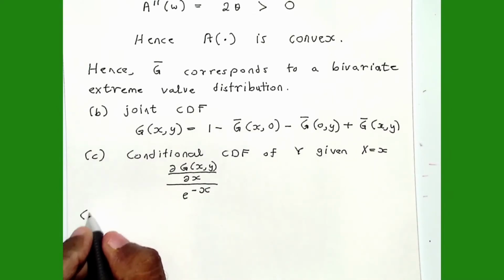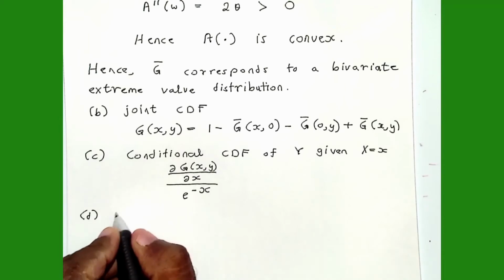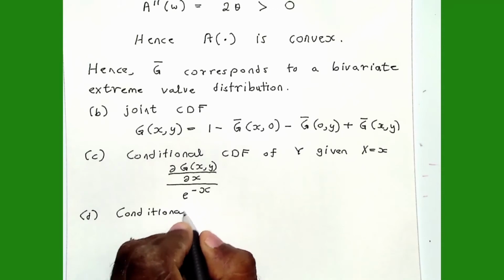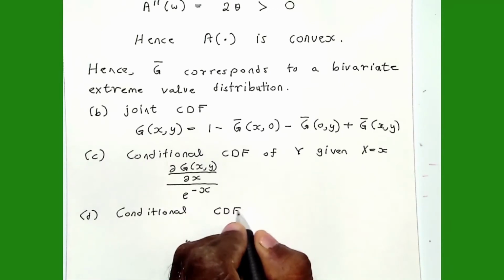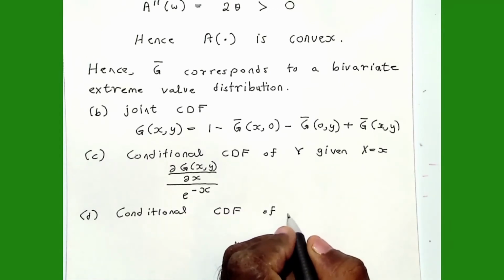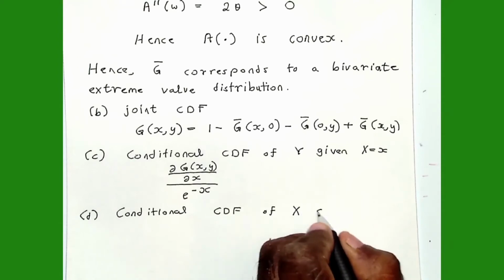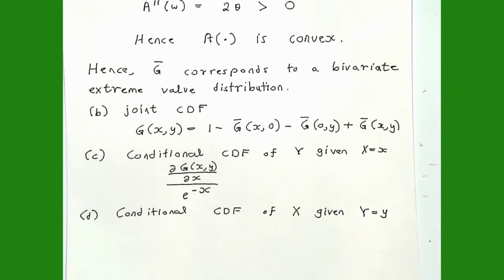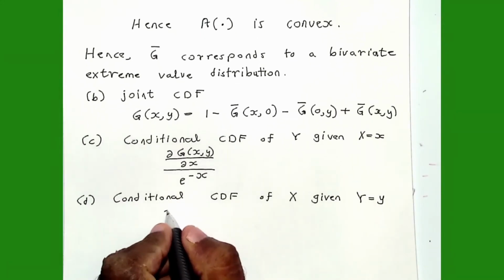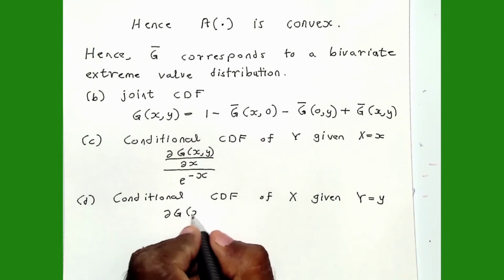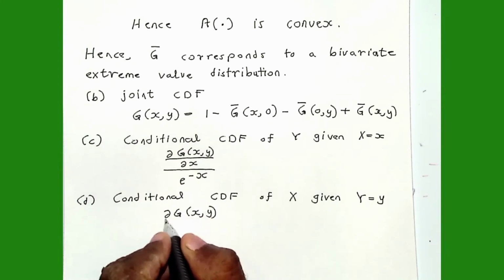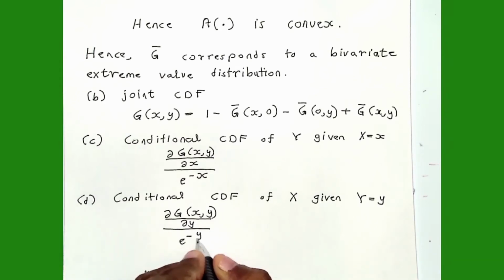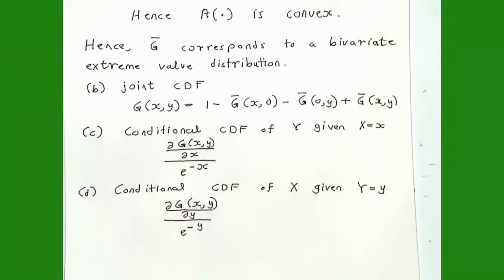And part D is asking you to find the conditional CDF of x given y. All right, so to find this, use this formula. So you find the partial derivative of the joint CDF with respect to y, and then divide by e to the minus y. All right, that's part D.